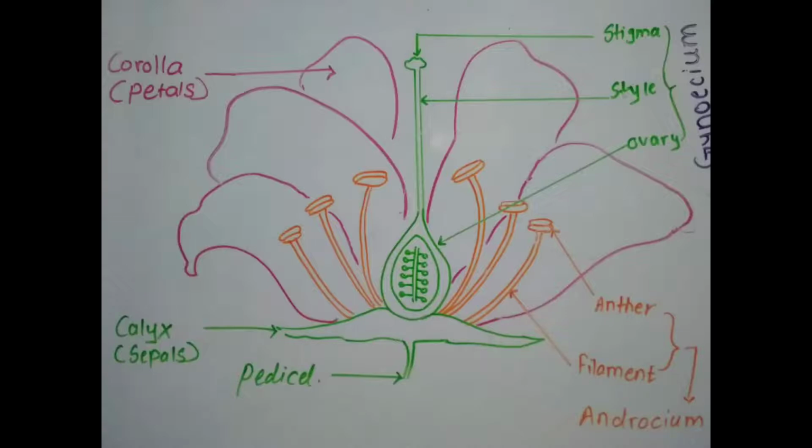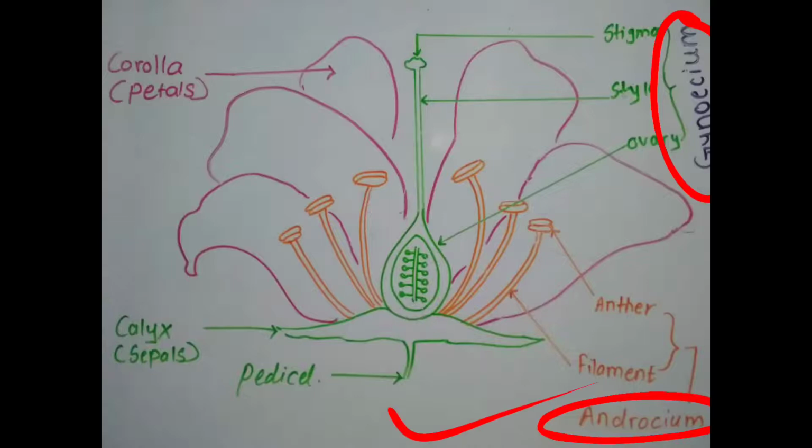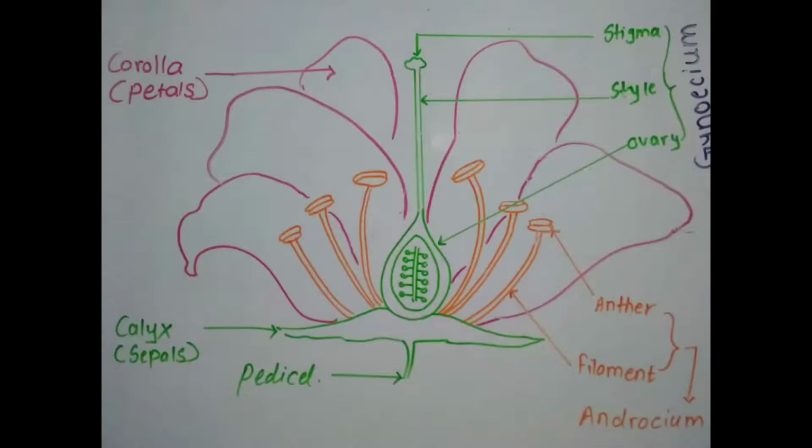See in the diagram, both male and female reproductive organs are present in the same flower. But sometimes it may happen that the flower contains only the male reproductive organ and not the female. Or sometimes it contains only the female reproductive organ, and in that case the male reproductive organ is not present. When a flower contains only one of the reproductive organs, it is called a unisexual flower.